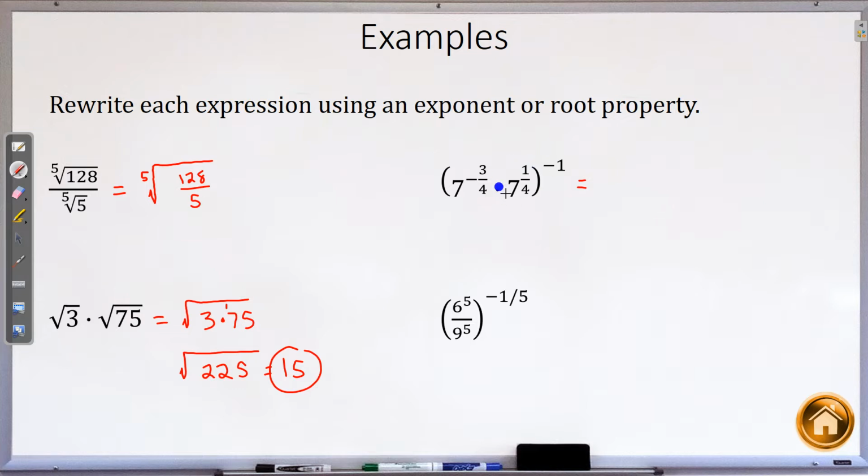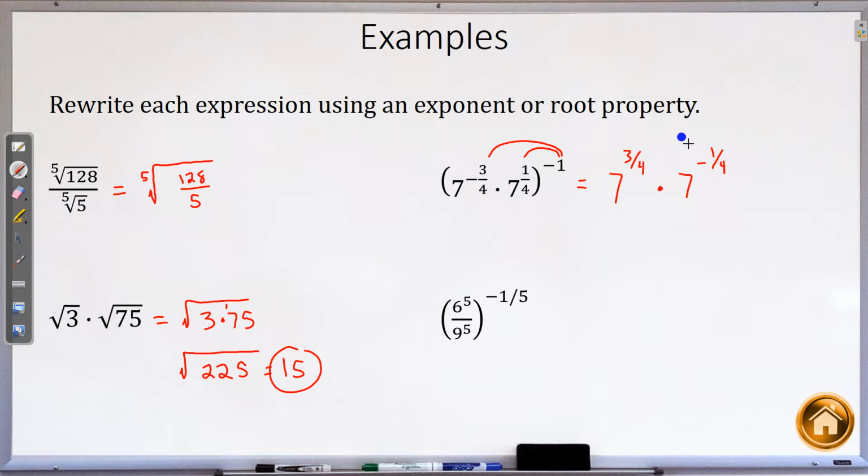Now, over here, we've got something much more complicated. 7 to the negative 3/4 times 7 to the 1/4, all to the negative 1 power. Let's just tackle this one piece at a time. First thing I see is I can take this negative 1 and distribute it. So 7 to the negative 1 times negative 3/4 is just 3/4, times 7 to the negative 1/4 power.